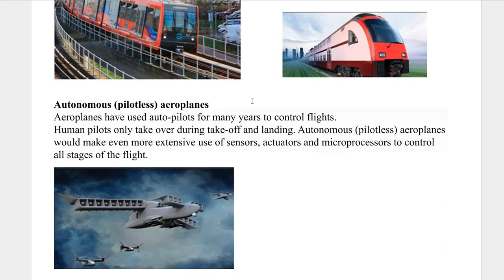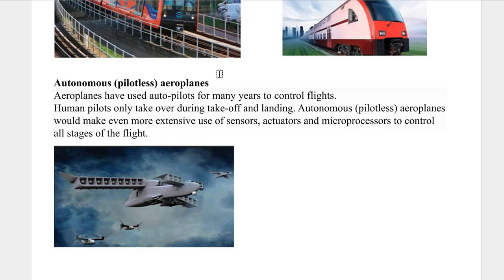We have also autonomous or pilotless airplanes. By pilotless we mean that there is no pilot, there is no driver. As you guys already know, pilot is the name of the driver of the airplane. These autopilot or autonomous airplanes are helping avoid a lot of mistakes during the trip.